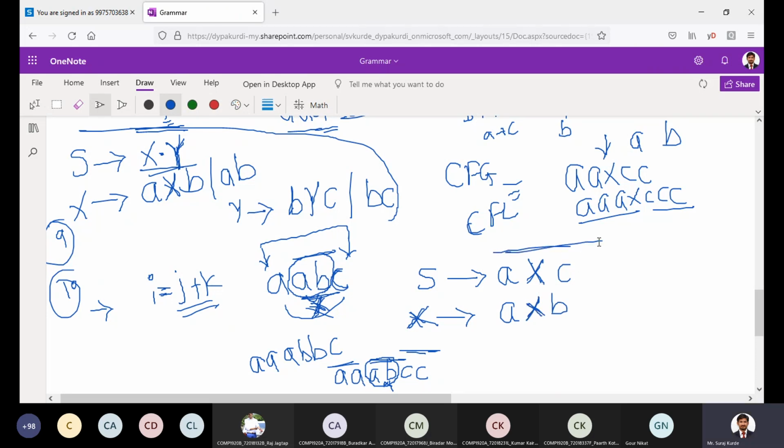What is the problem in this case? I write X. Can you repeat A and C? Repeat A and C.